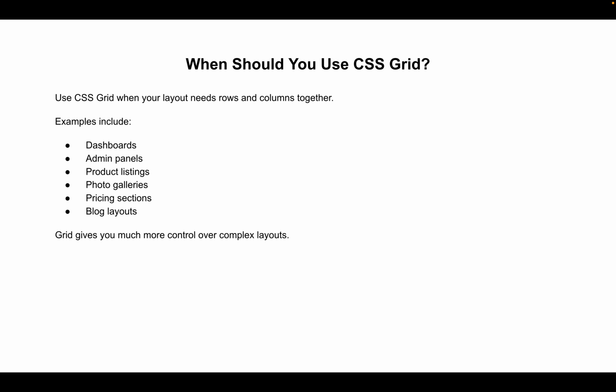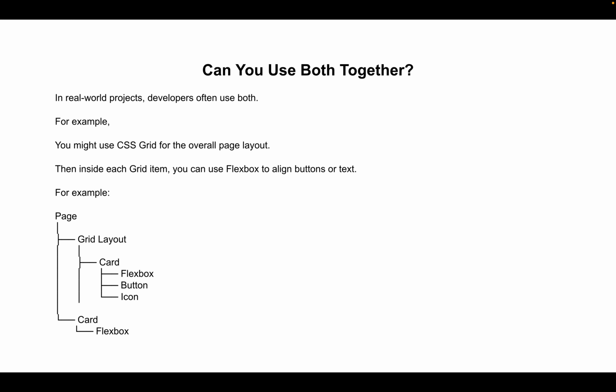When should you use CSS Grid? Use CSS Grid when your layout needs rows and columns together. Examples include dashboards, admin panels, product listings, photo galleries, pricing sections, and block layouts. Grid gives you much more control over complex layouts.